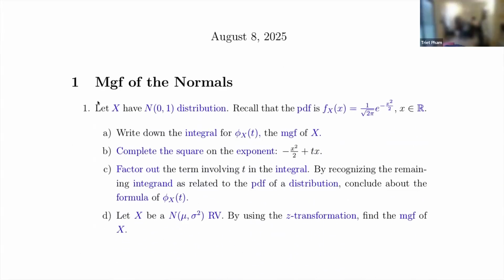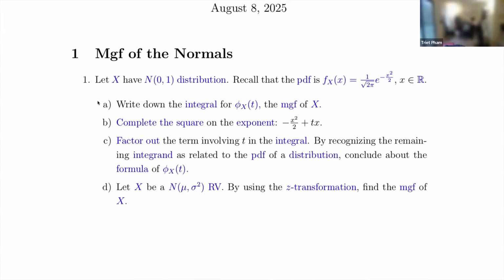Okay, so I guess here we start out with the normal first. This problem walks you through the derivation of the moment generating function of a normal in general. But the first few parts work with the standard normal, and then we make the conclusion about the general normal by Z transformation. So let's see. For a standard normal, the PDF is this.